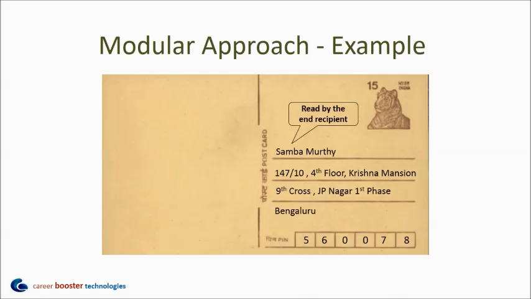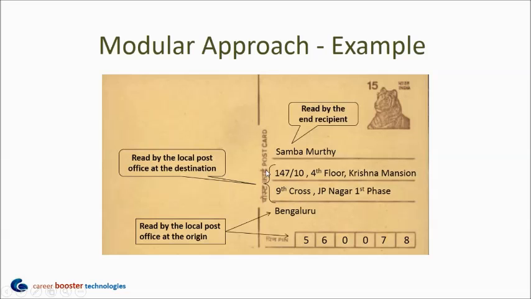So we really see the purpose here. This is read by the end recipient. The final recipient will see it. When I see my name on it, I'll read the letter. All others are not supposed to read the letter, right? They just forward it. They say, oh, it's not me, I have to forward it. Similarly, the locality is read by the local post office at the destination, that is in Bangalore. And this is something read by the local post office at the origin.